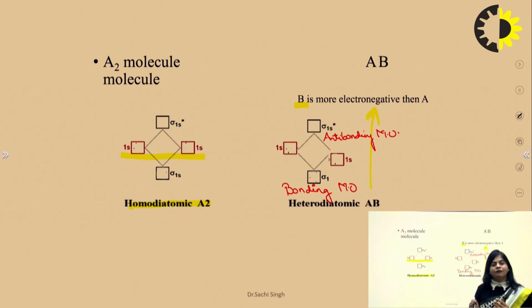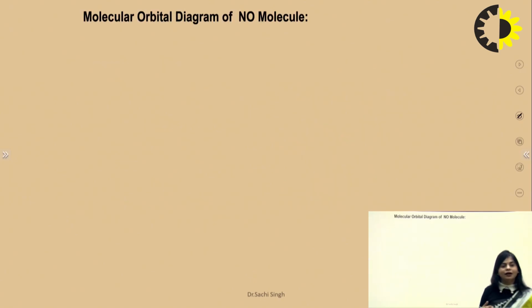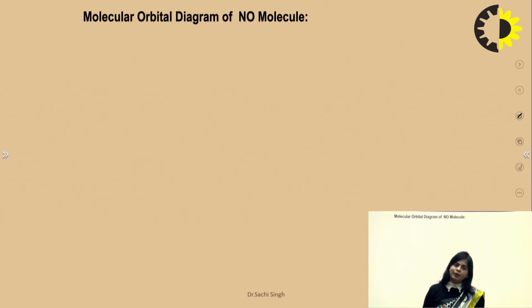That's why, when we draw the molecular orbital diagram for a heterodiatomic molecule, the molecule is slightly polar in nature as compared to homodiatomic molecules. They are also covalent, but slightly towards the polar side because of the difference in energy. So these are the certain basic concepts. Now we will take some examples of heteronuclear diatomic molecules.